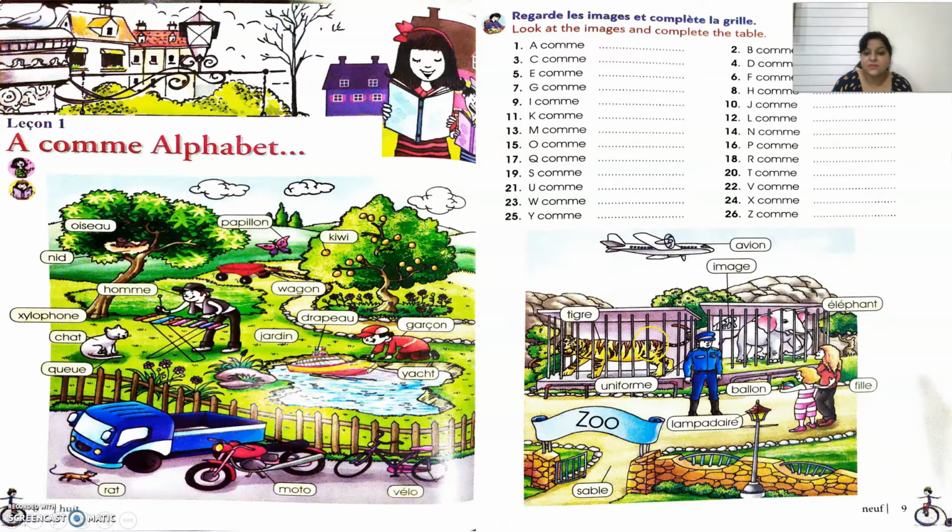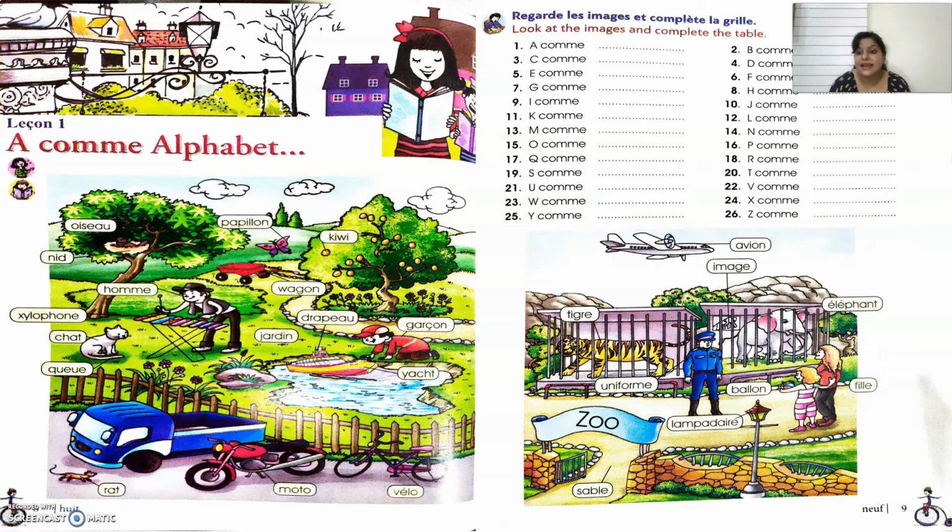Now let's move to the next page. It's written avion, airplane. Image, that's an image. Elephant, elephant. Tigre, tiger. Uniform, that's a uniform. Ballon, ball. Lampadaire, that's lamp. Sable, sand. And fille, that's a girl.